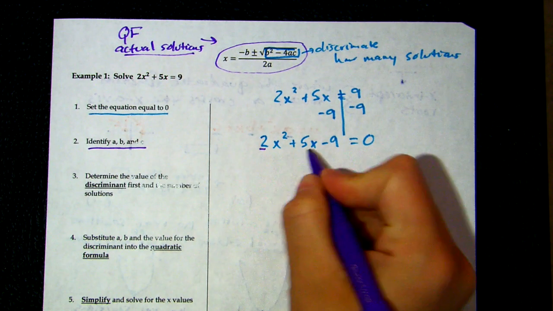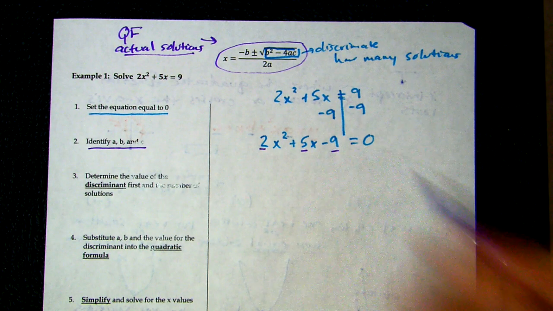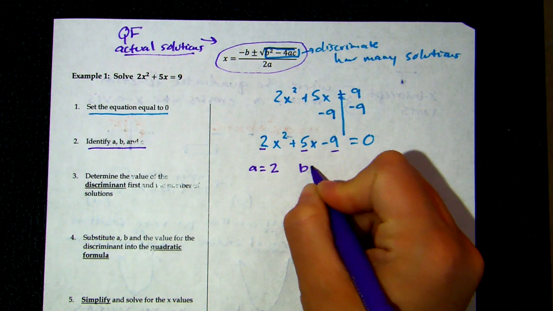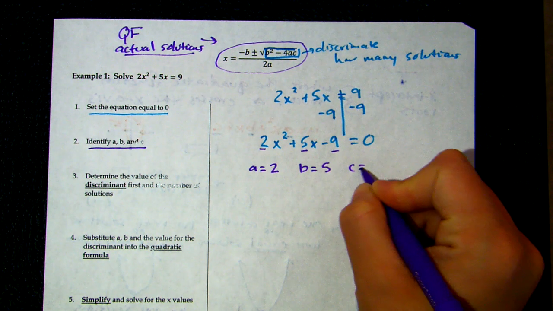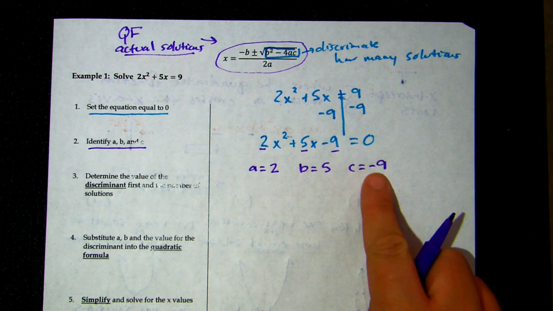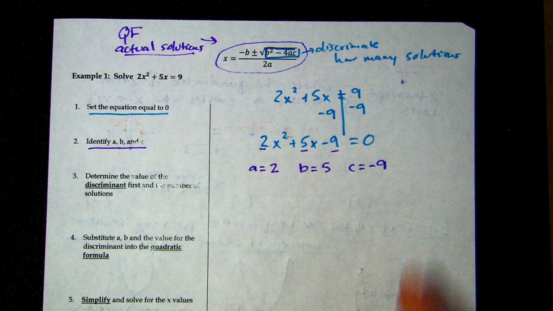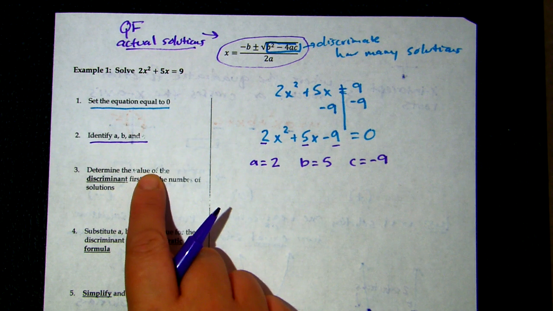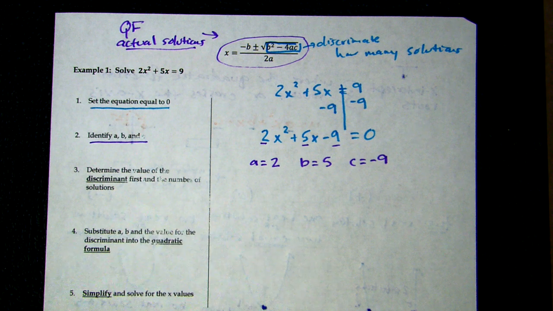I know that those are the numbers in front of each variable. a is equal to 2, b is equal to 5, and c is equal to negative 9. I've identified my a, b, and c values. Next, I'm going to determine the value of the discriminant so that I know how many solutions I have.